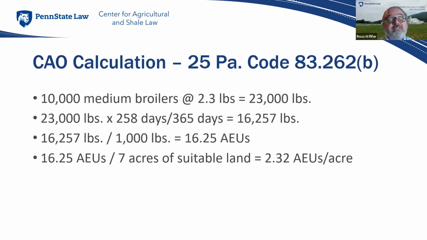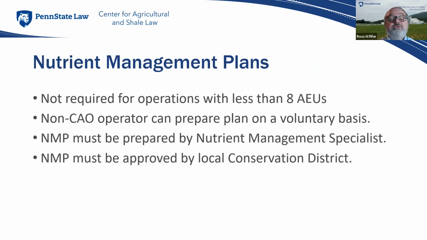So if it was a farm that had 6,000 broilers, they would not be required to complete the nutrient management plan. Also, even though density is the main way to calculate who has to file this, if a farm is under 8 animal equivalent units, it doesn't matter what the density is. If they're under 8, they don't have to file a nutrient management plan.